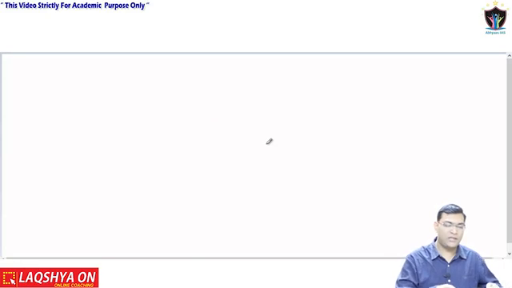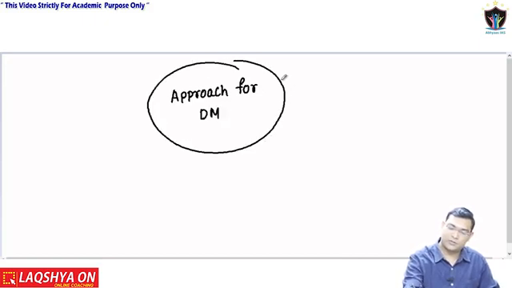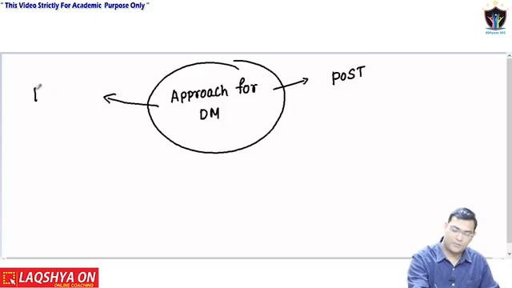Now, what should be the approach for disaster management? Approach for management of disaster. There are two things. One is post-disaster. The other is pre-disaster.